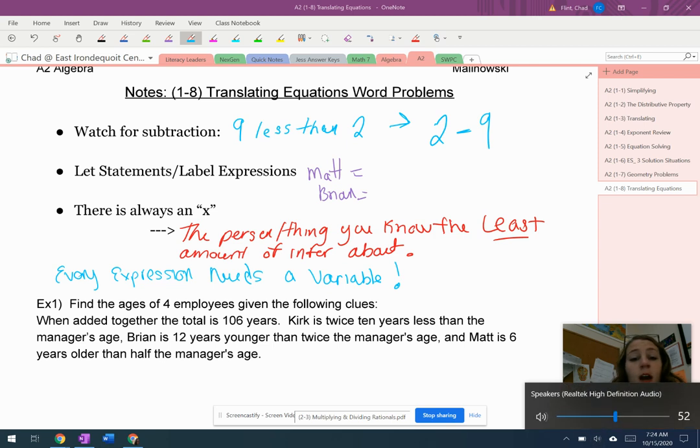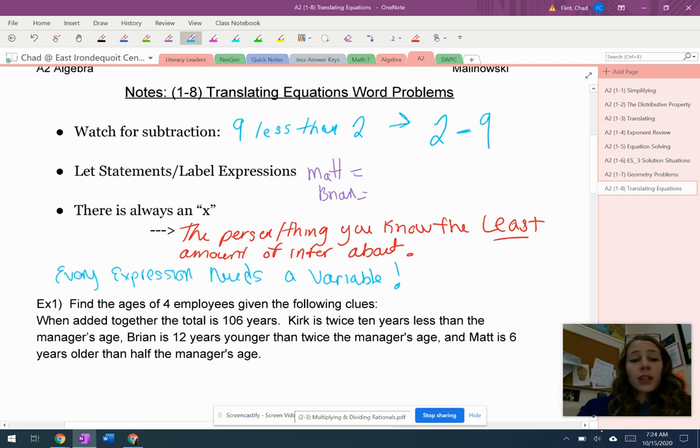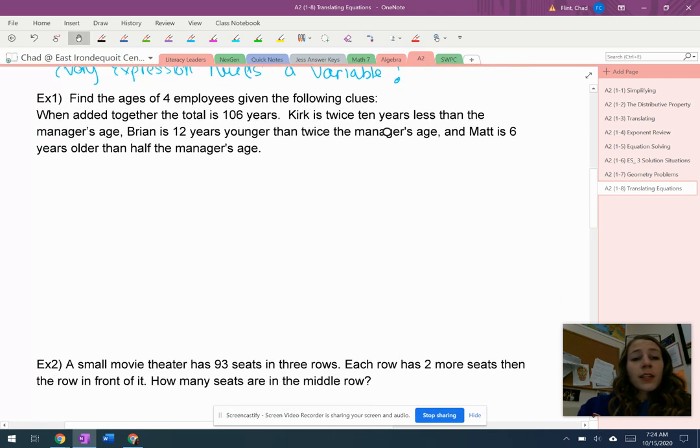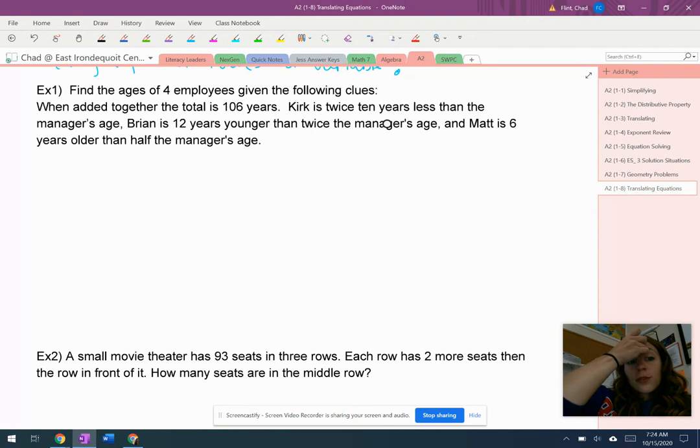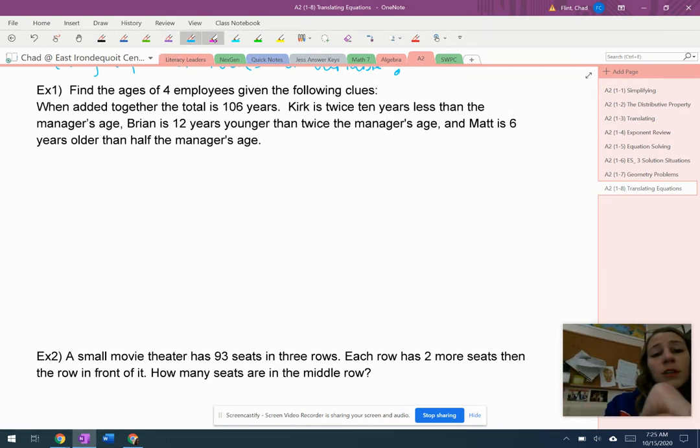Okay. So here we are looking at example number 1. Find the ages of 4 employees given the following clues. When added together, the total is 106 years. Okay, well that sentence does me no good right now because I have no idea who I'm adding together. So this is something we're going to look at the end. So let's just put this is going to give me my equation.